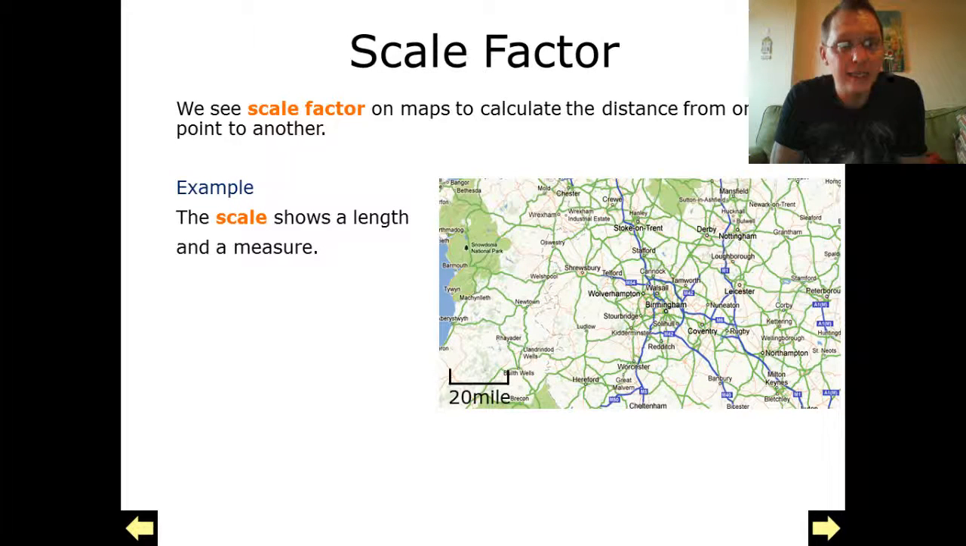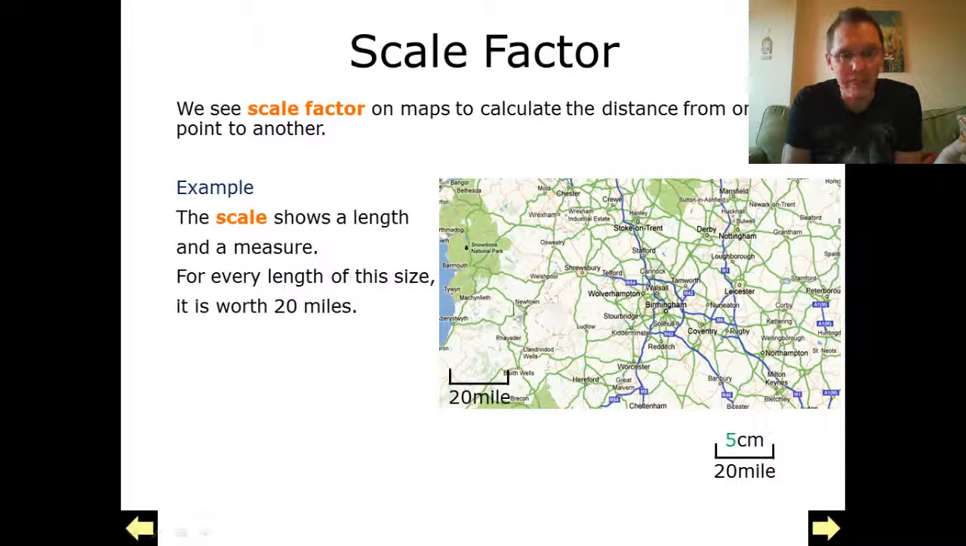So we use scale factor when we're talking about maps. This is probably something which yourselves are a bit more aware of. This is a map of West Midlands area and East Midlands and a bit of Wales. And here I've got a scale shown on here. So this length here is 20 miles. So every one of these is worth 20 miles. And when I measured, this was actually a 5 centimeter length.